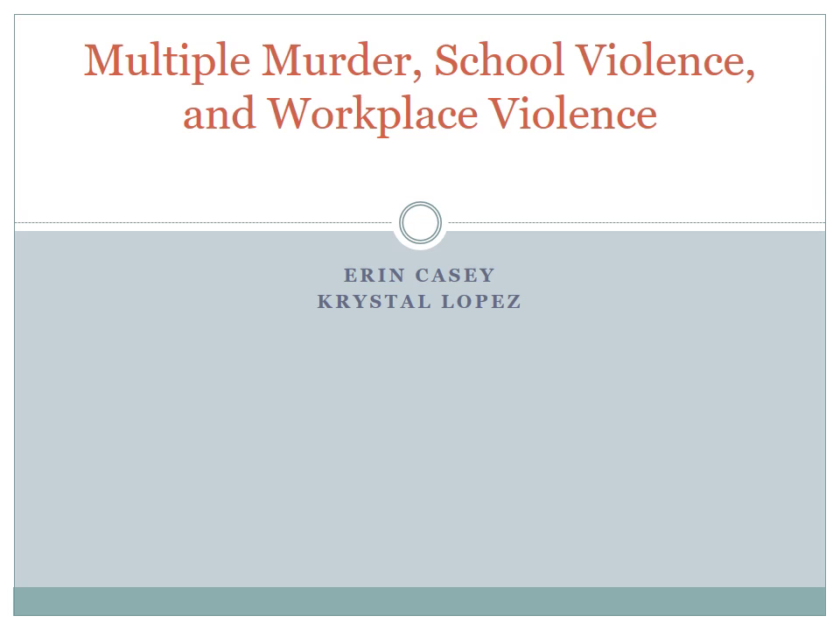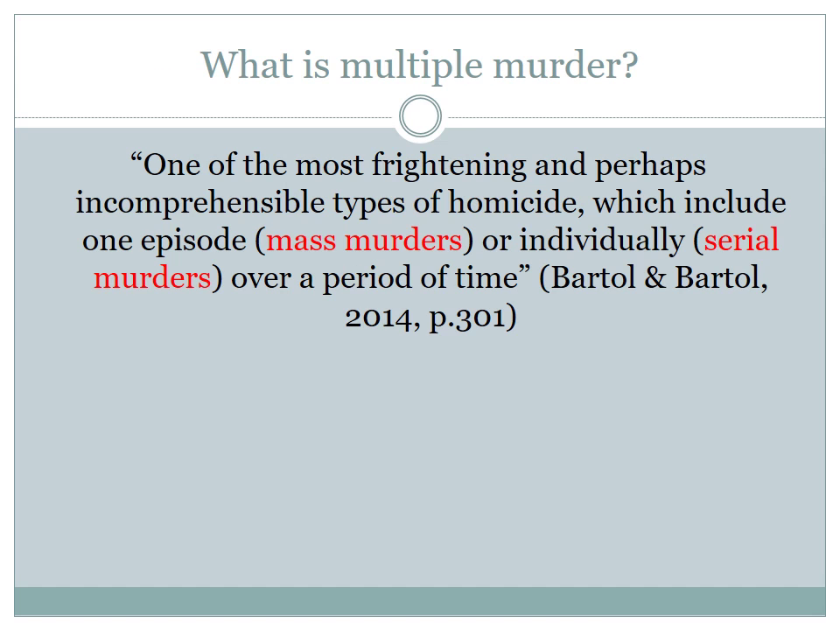Today we'll be talking about multiple murder, school violence, and workplace violence. So what is multiple murder? A good definition of multiple murder from Bartol and Bartol 2014 is one of the most frightening and perhaps incomprehensible types of homicide, which include one episode, mass murders, or individually serial murders over a period of time. These are usually rare occurrences, which makes them so frightening and hard to comprehend.